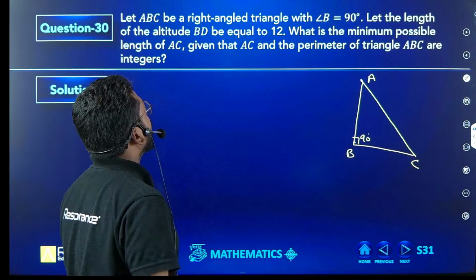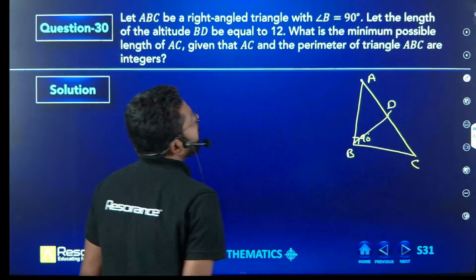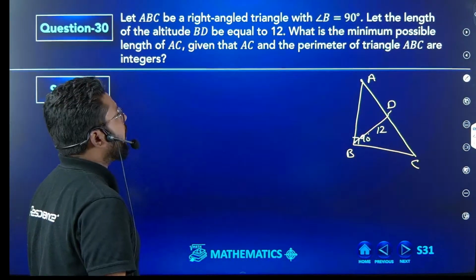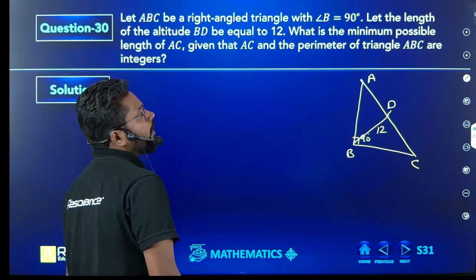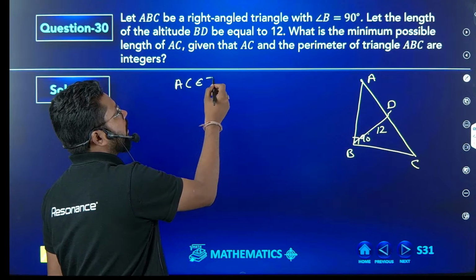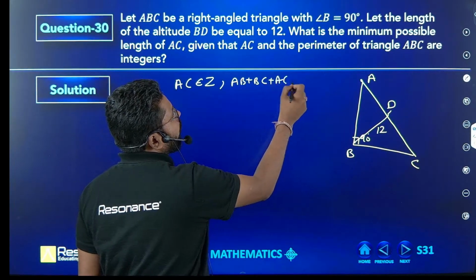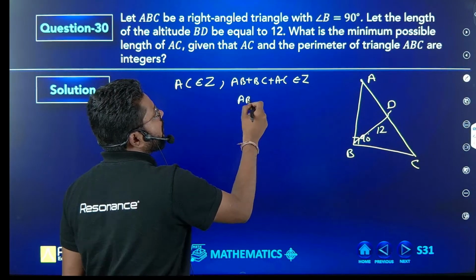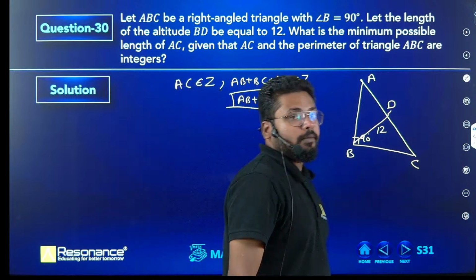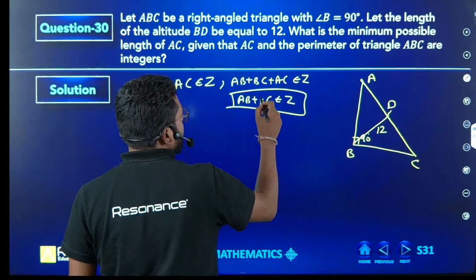Let the length of the altitude BD be 12. So what is the minimum possible length of AC given that AC and the perimeter of triangle ABC are integers? This means AC should belong to Z, integers, and AB plus BC plus AC also belongs to Z. Or we can say that AB plus BC belongs to Z. This means the other two sides need not be integers, but their sum is an integer. AB plus BC is an integer.